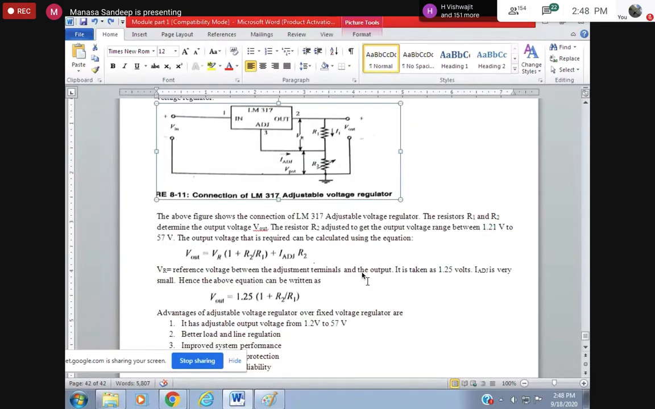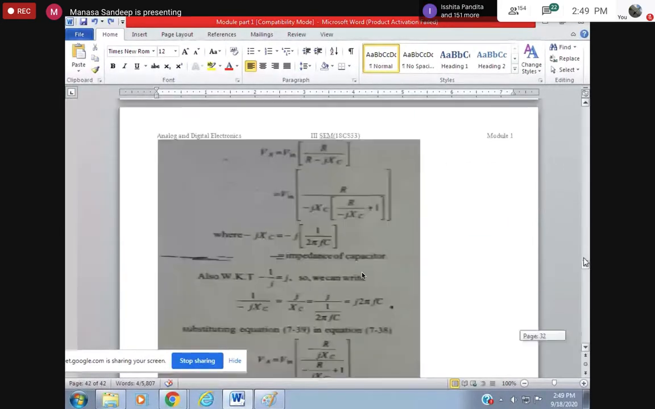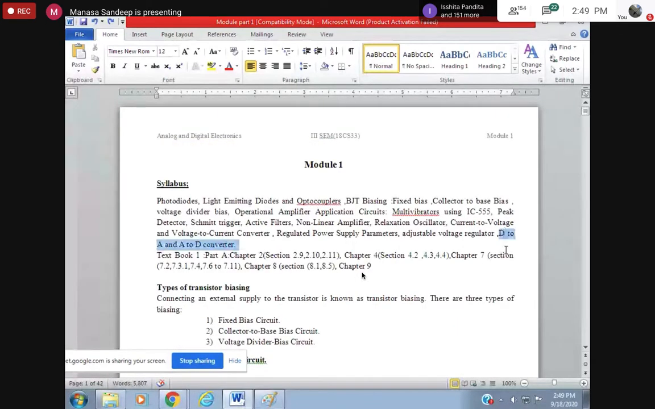Coming to the advantages, these are the advantages of this adjustable voltage regulator over a fixed voltage regulator. We have not discussed the fixed voltage regulator, so you can simply take it off and write like this. If they ask this in the examination, you can write the same points. So guys, this ends module 1 except this part.